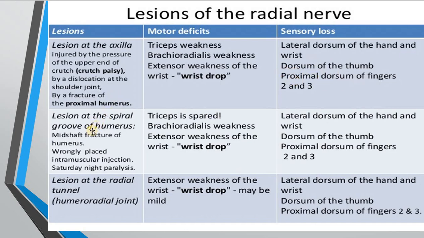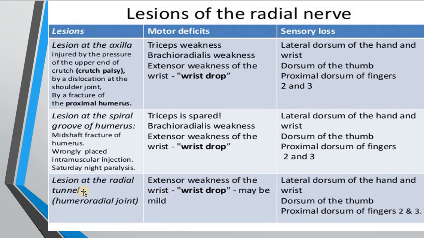Lesion at the level of the spiral groove of the humerus: mid shaft fracture of the humerus, wrongly placed intramuscular injection, or Saturday night palsy. The triceps is spared at this level, because just above it only the triceps is supplied. The brachioradialis weakness and the extensor weakness will be present. As you all know, wrist drop will be prominent. The sensory loss involves the lateral dorsum of the hand and wrist, the dorsum of the thumb, and the proximal dorsum of the second and third fingers.